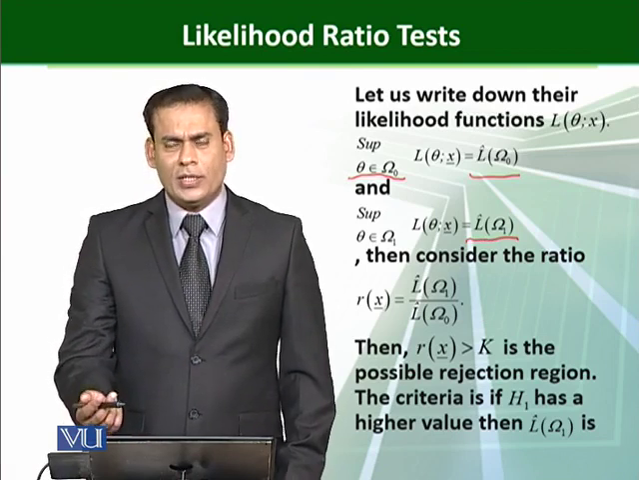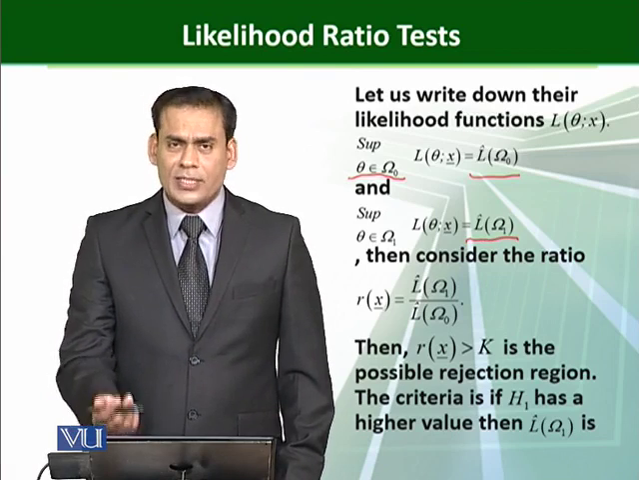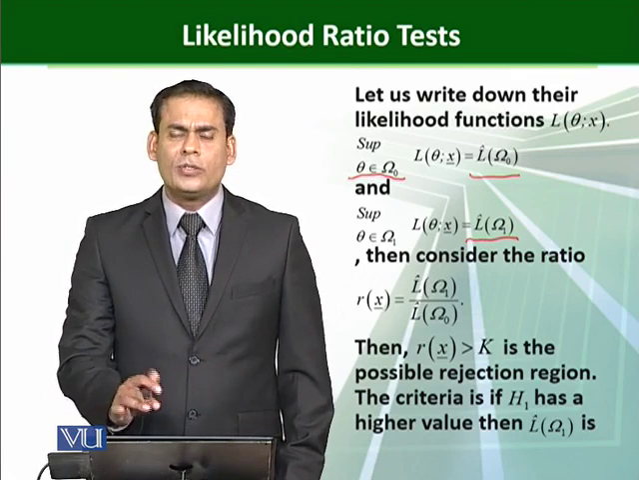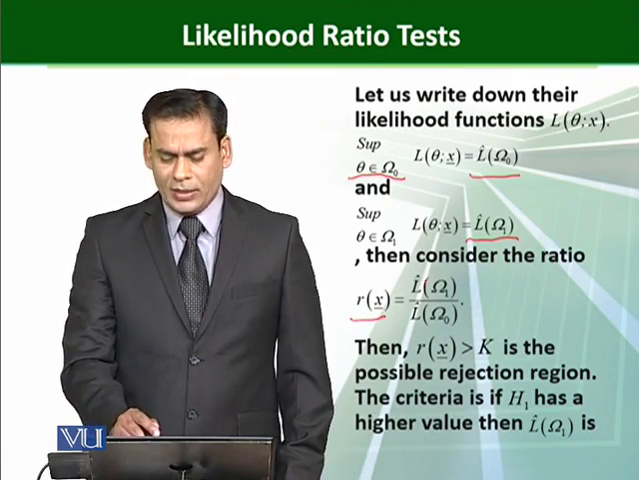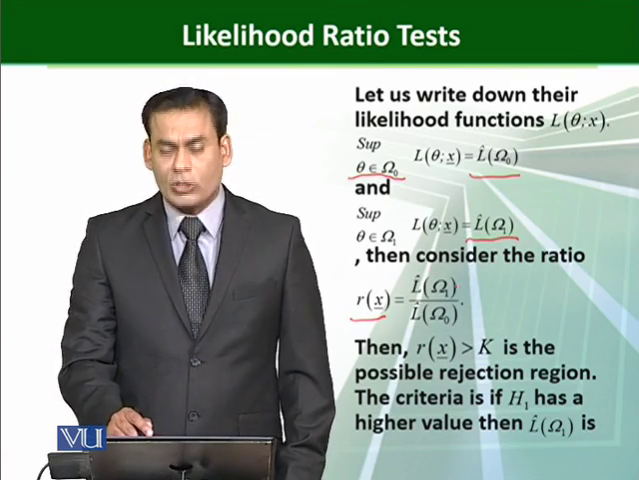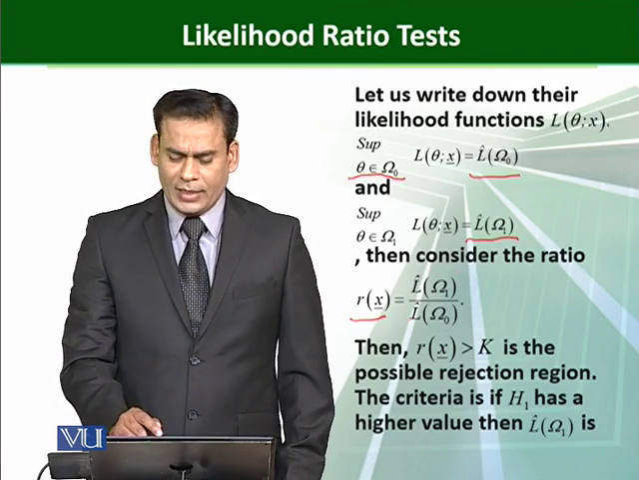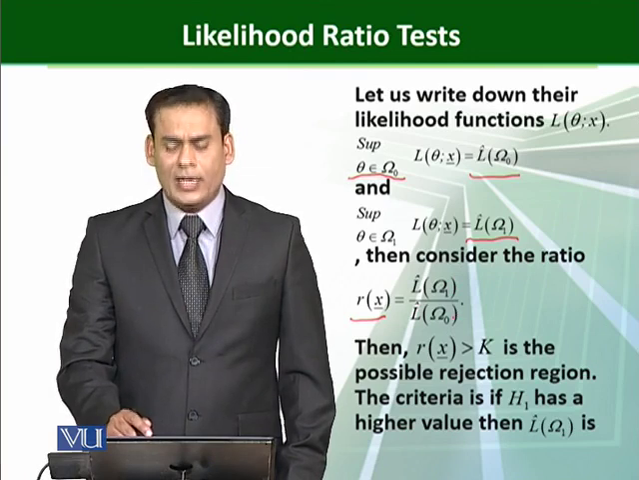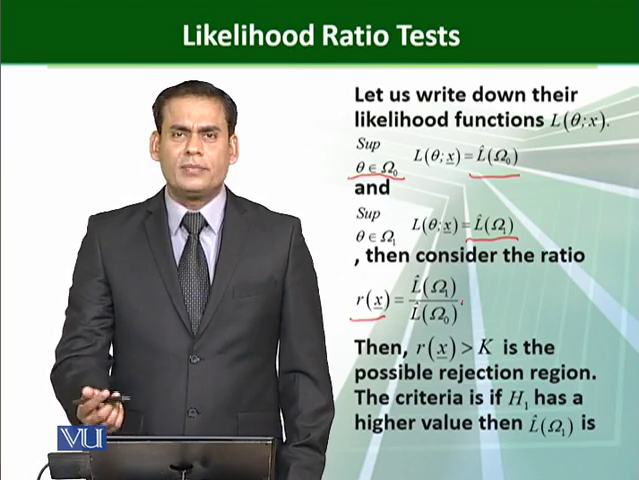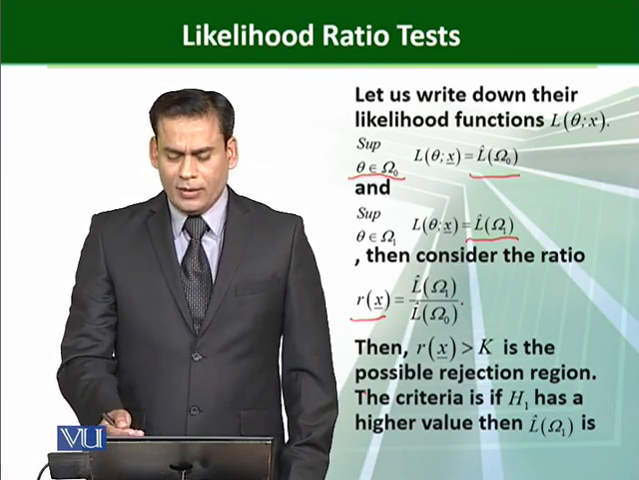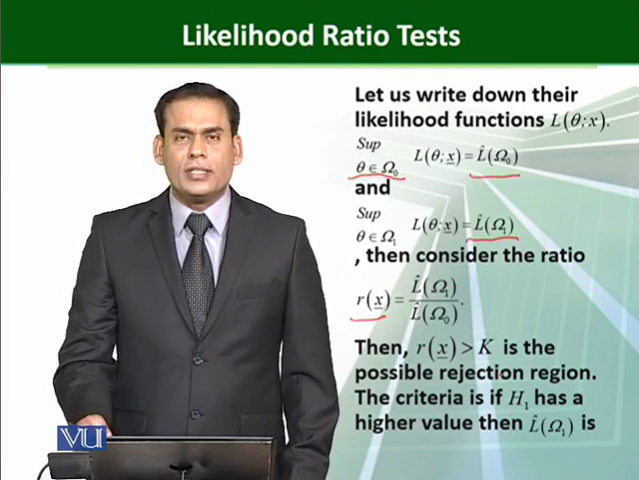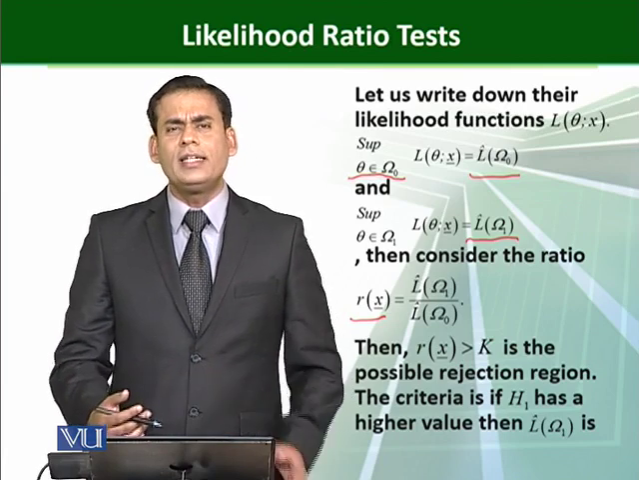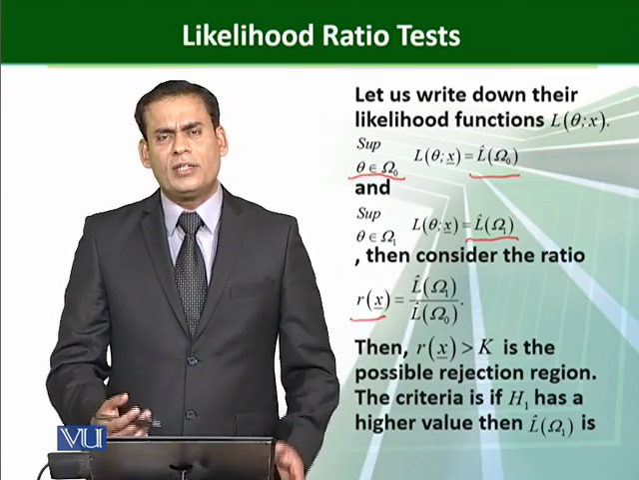The likelihood ratio test is basically based on the likelihood, so that is R(x), the ratio of the likelihood based on the alternative hypothesis to the likelihood based on the null hypothesis. So how do we define the critical region? R(x) greater than k is the possible rejection region.